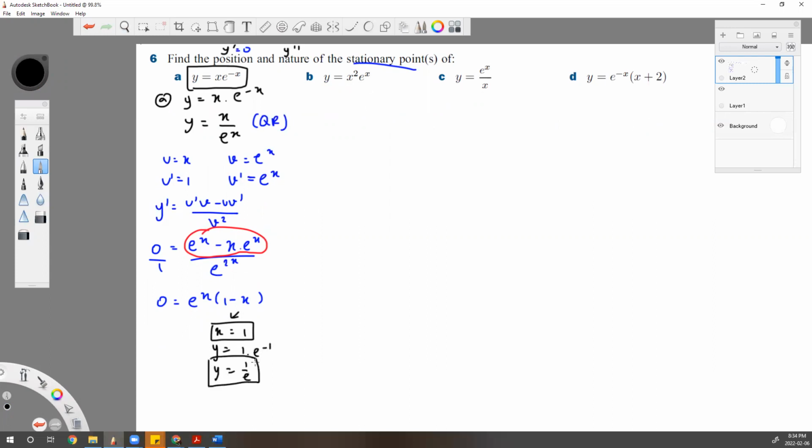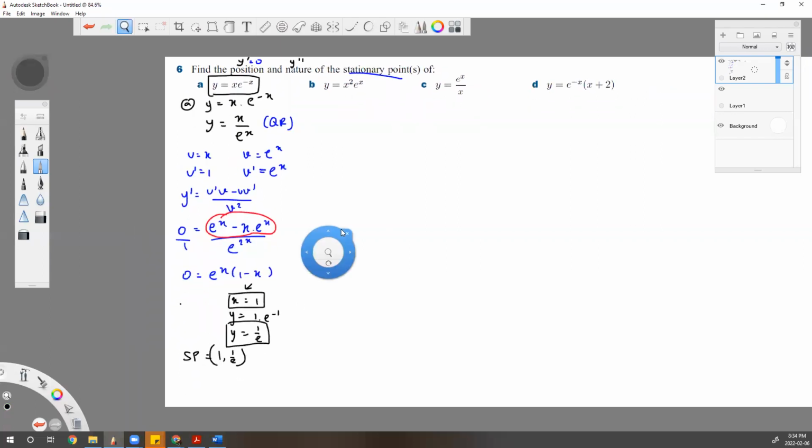You don't have to find the number. No need. If you want to find the number, just use a calculator. So the stationary point will equal 1, 1 over e. What is the nature now? The problem is, what is the nature? The nature of the stationary point, you need to derive one more time. You need to derive this.